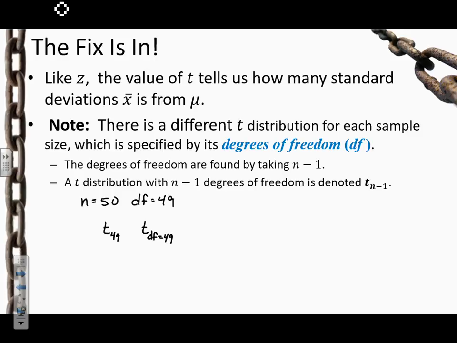With a normal distribution, we just call it z because there is no other distribution. It's just z. With t, we have to denote specifically which t distribution we want to work with. Okay, so these are going to be the two notations that you'll see when working with t.